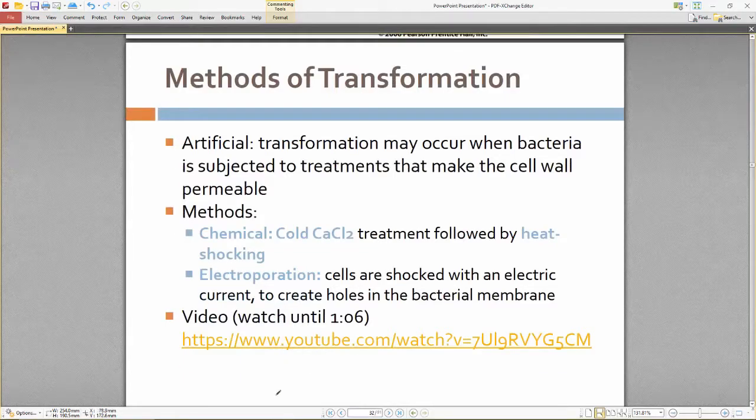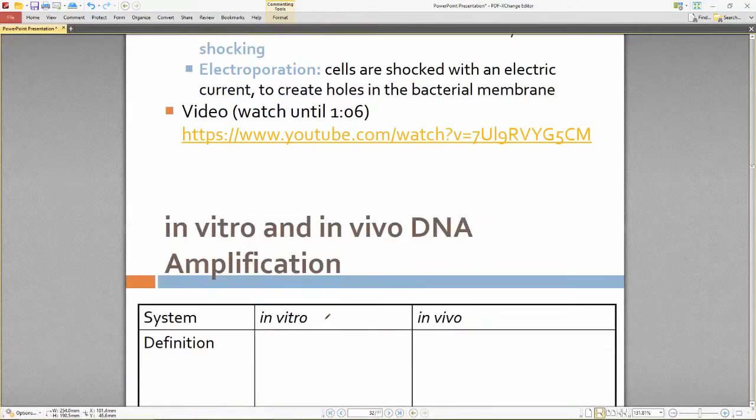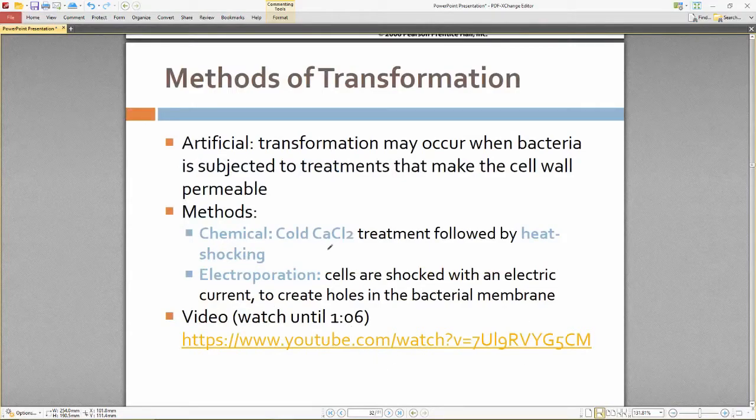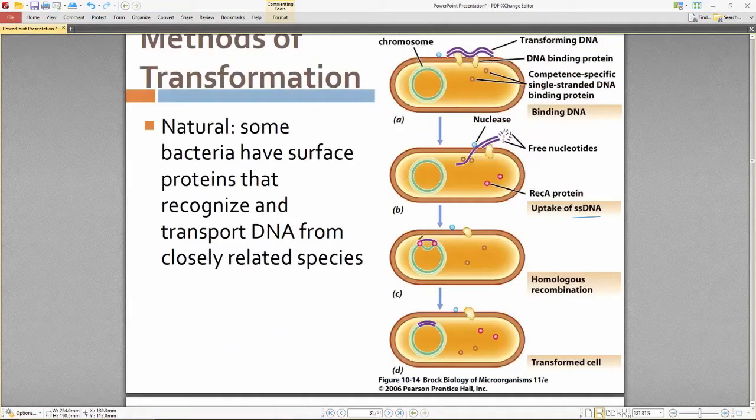There's also an artificial way to transform bacteria or transform cells. So transformations can also occur when bacteria is subjected to treatments that make the cell wall permeable. So there are a couple methods. There's a chemical method. So cold calcium chloride treatment followed by heat shocking can create holes in the cell wall that make it permeable to DNA, or something called electroporation, where cells are shocked with an electric current to create holes in the bacterial membrane. Both of these methods just create holes for DNA to basically pass into the cell and be recombined.